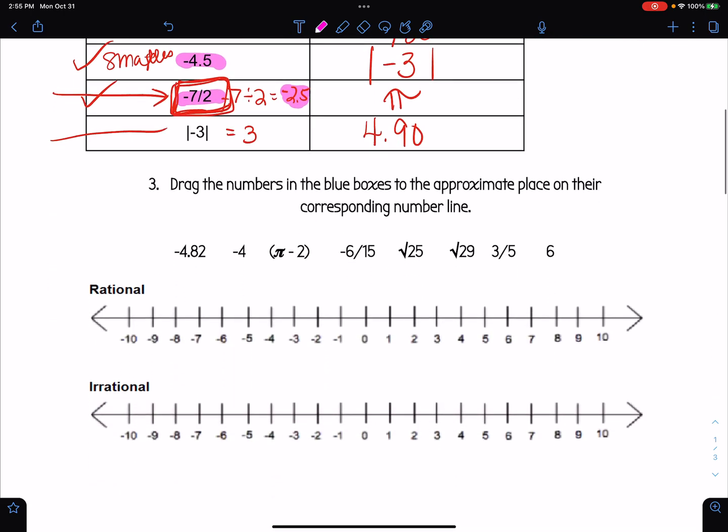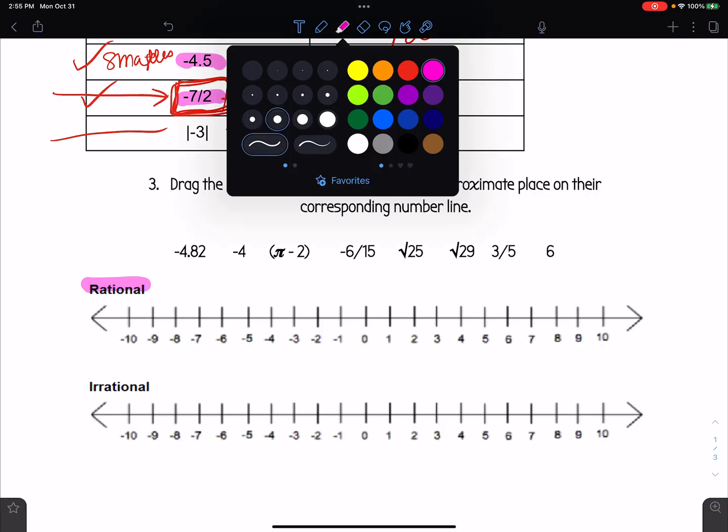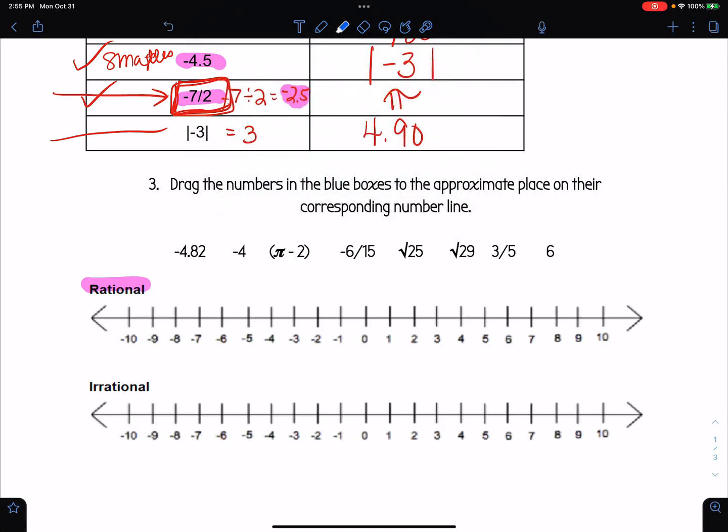Drag the numbers in the blue boxes to the appropriate place on their corresponding number line. So you guys are going to be drawing things. And this is what we've been practicing in class. We've got rational and we've got irrational numbers. So I am going to go through first and I'm going to highlight my rational numbers. This one ends. This one ends. That's a fraction. That's a perfect square. That's a fraction. That's a whole number. So all of those are rational numbers.